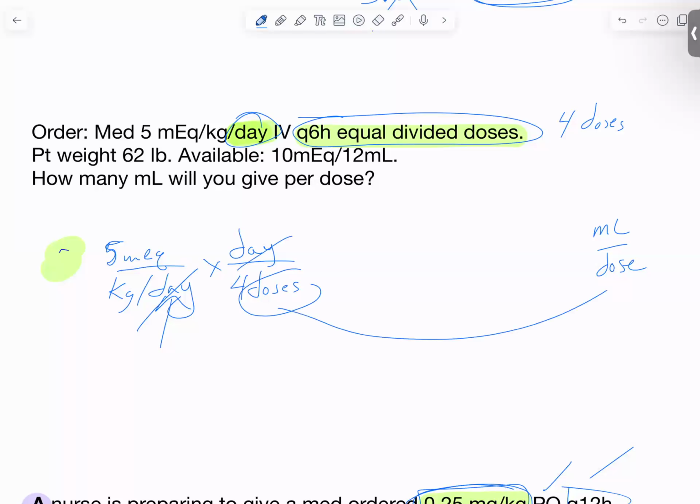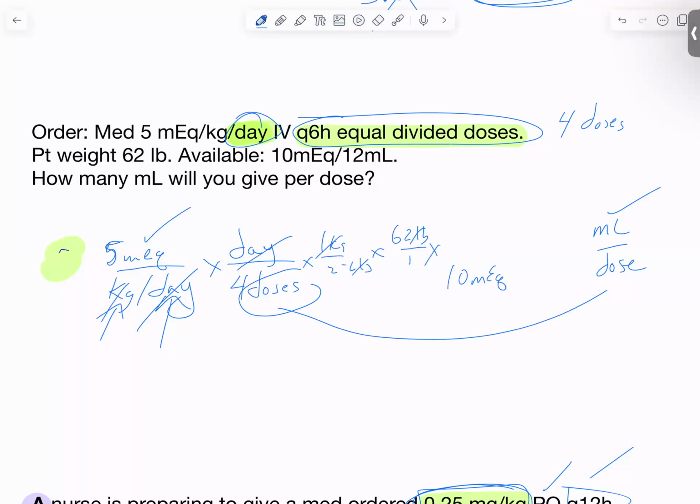Beautiful. Now I have dose. Let's get rid of kilograms. 1 kilogram is 2.2 pounds, and the patient weighs 62 pounds. Beautiful. I got rid of kilograms and pounds. How do I change milliequivalents to milliliters? The same way we've been changing it for 2.5 years. We're going to use the equivalent that's provided, and that is 10 milliequivalents in 12 milliliters.